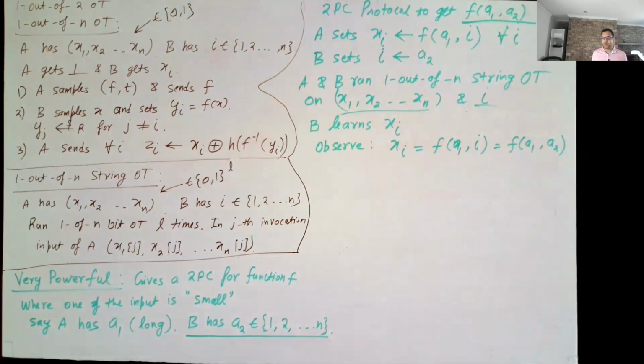So all other outputs are hidden, which means that the only thing that the receiver learns is just the function output, nothing else about my input. And the sender doesn't learn anything in the protocol at all.